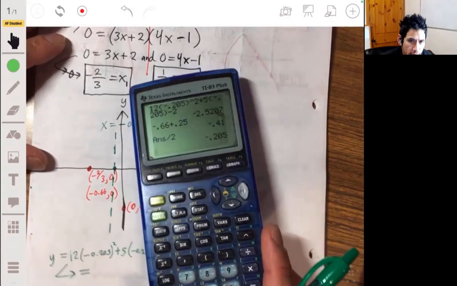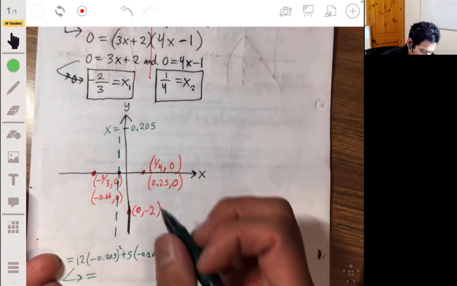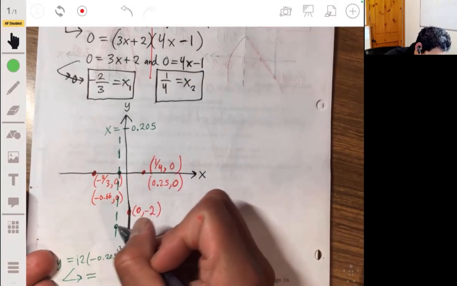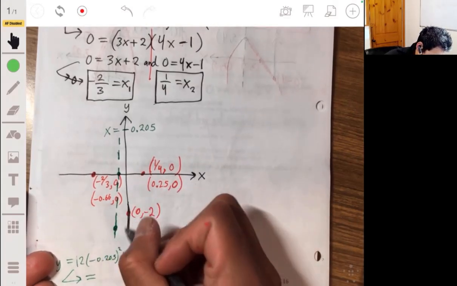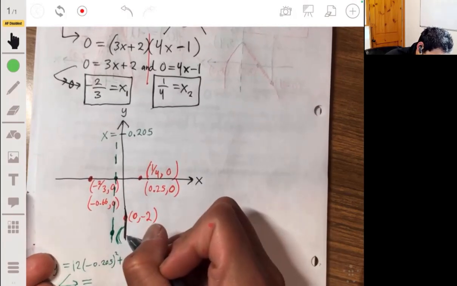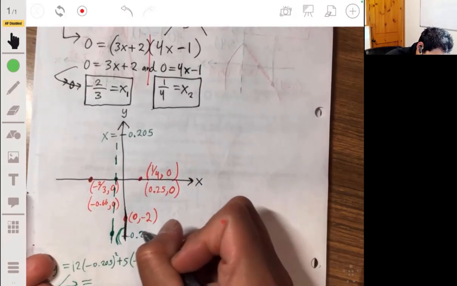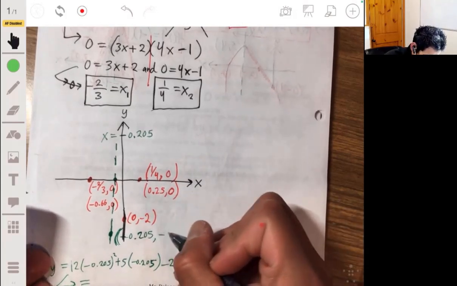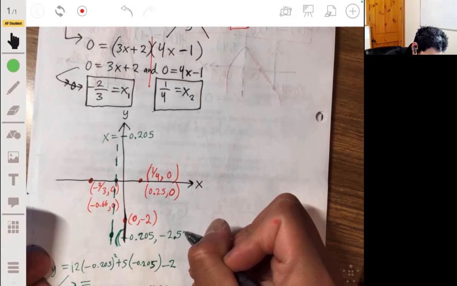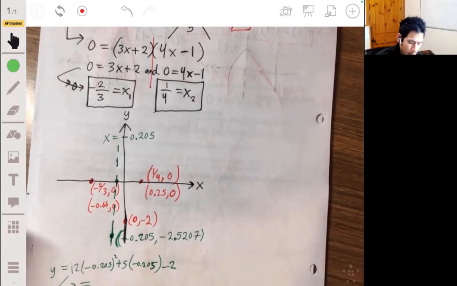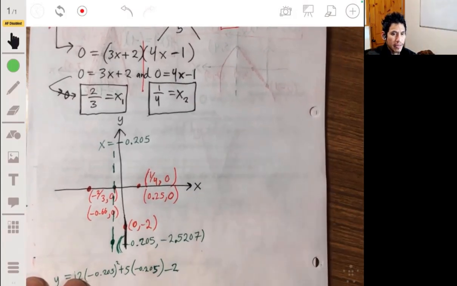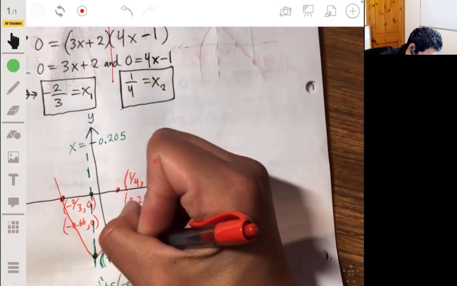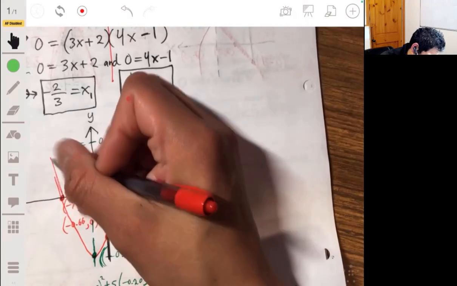I'm solid. So then negative 2.5207 approximately should be where the vertex will be. So the vertex will be at negative 0.205, comma, negative 2.5207. But feel free to double check and let me know if I messed up in the comments. That'll be your homework for tonight. And there's your parabola.